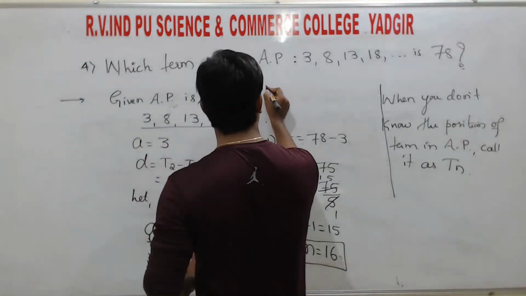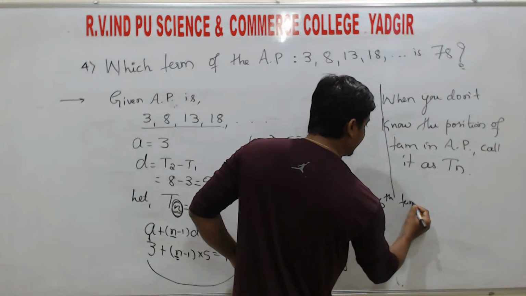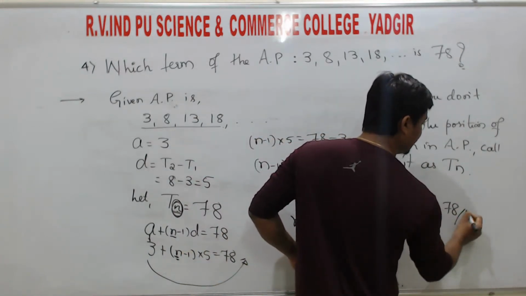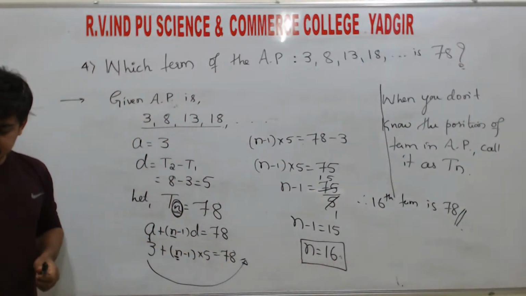So hence, therefore, which term is 78? 16th term. So the 16th term is our 78. This is the solution for this question. Okay.